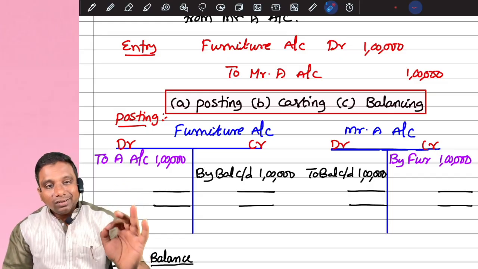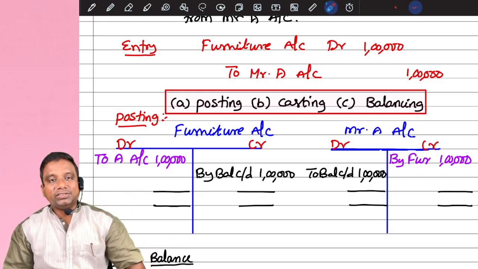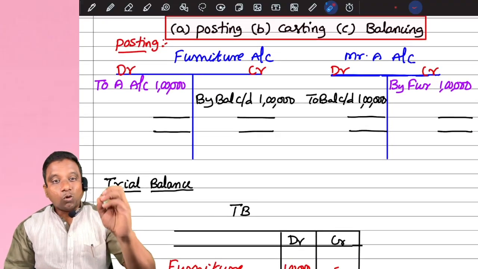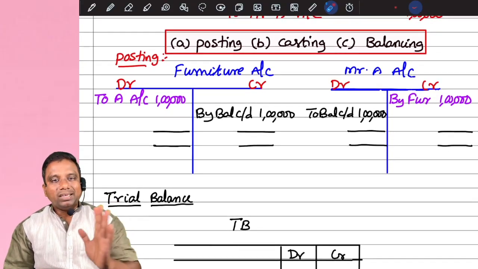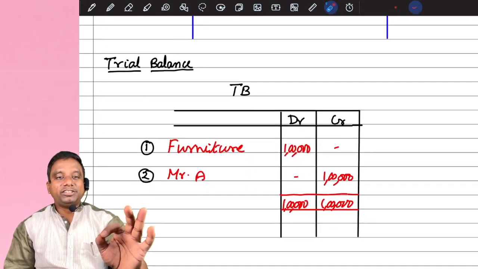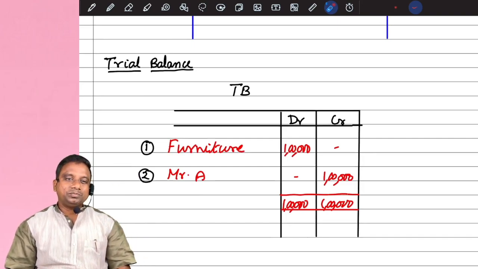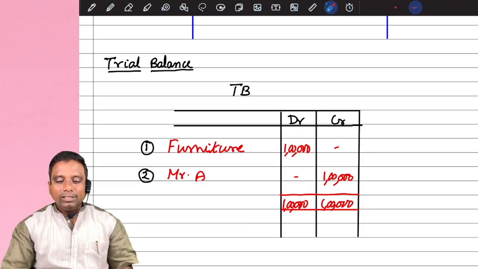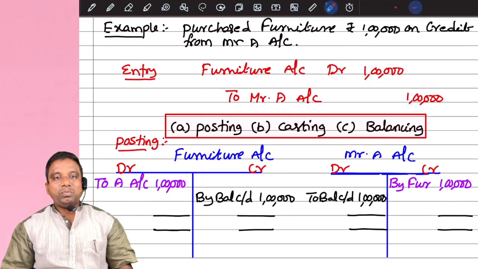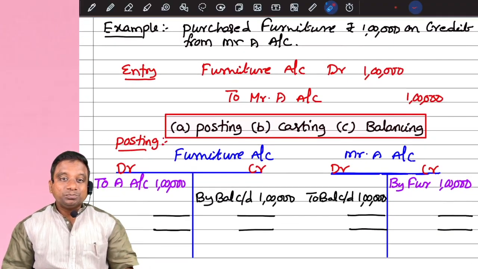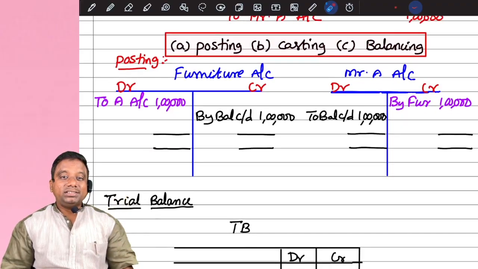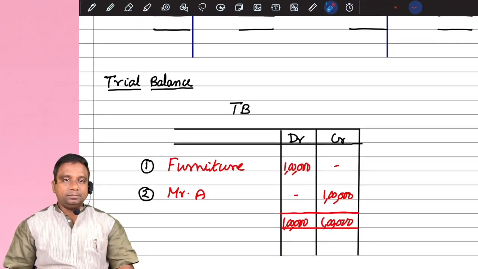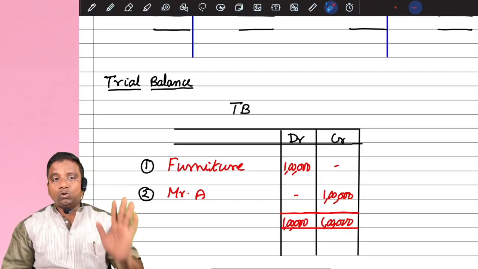Means the error may happen at any stage: at the stage of recording the journal entry, at the stage of posting, casting, balancing, and at the time of preparation of trial balance also. So in the examination problem, you identify whether the mistake happened in the recording process, the posting process, or the preparation of trial balance. This is very important. This is the first and foremost step.